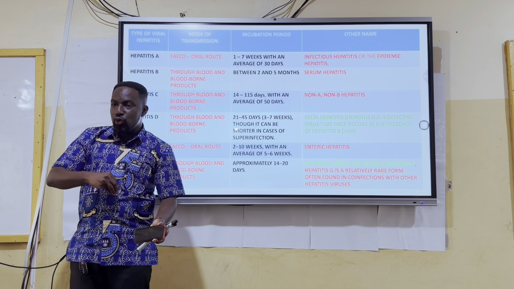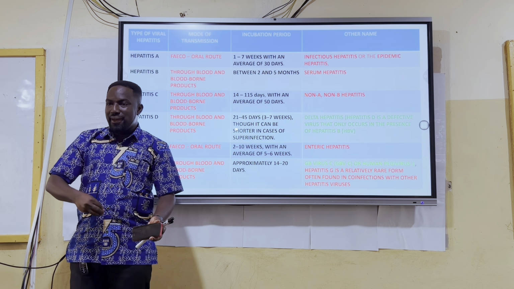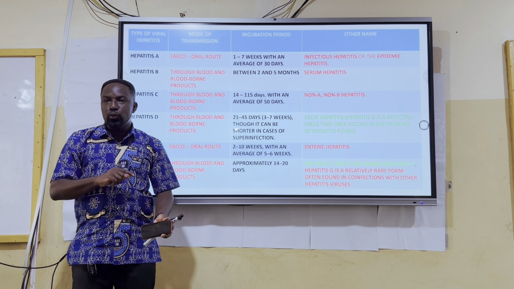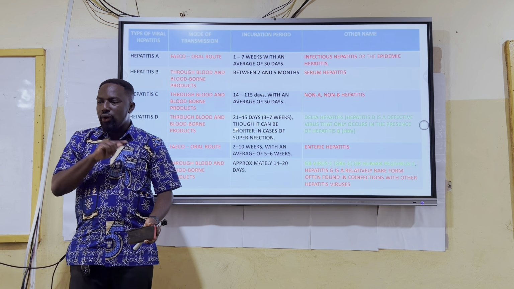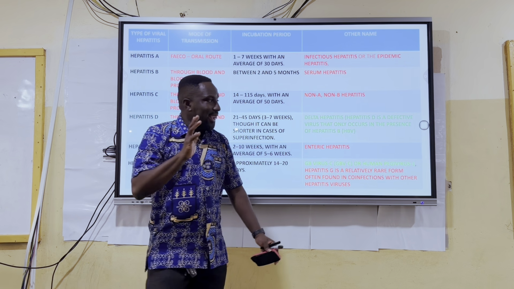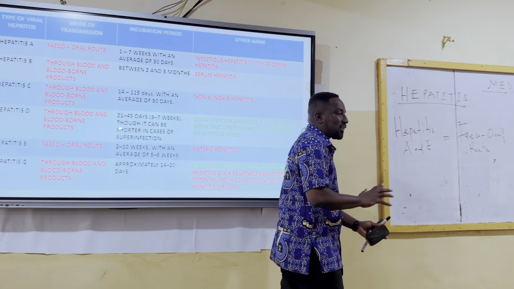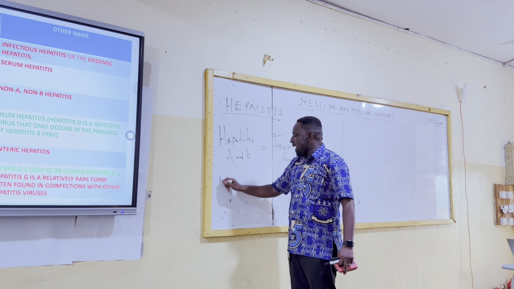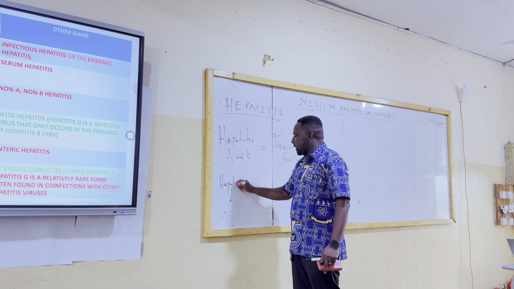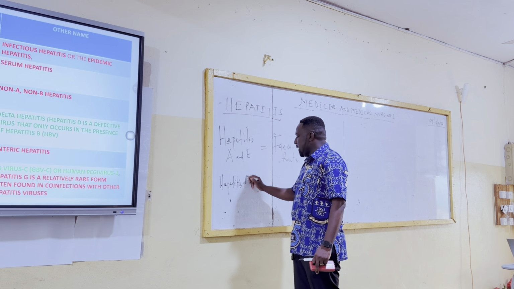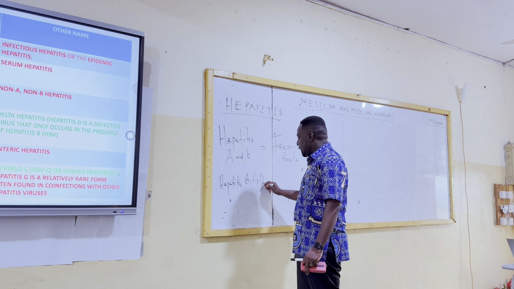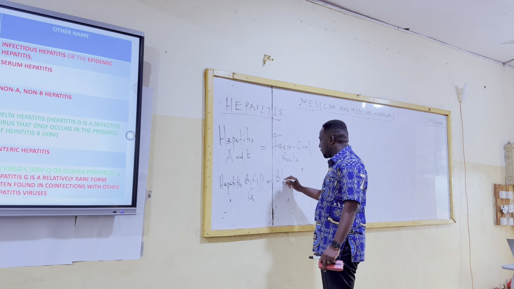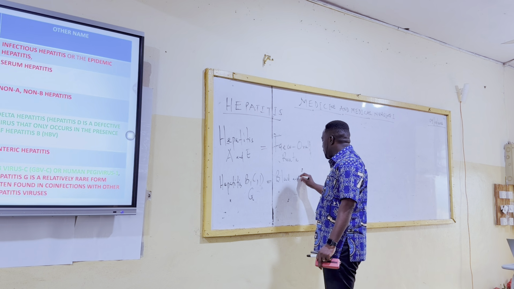Once you eat that food or drink that water that has been contaminated with the hepatitis A or E virus, then it can lead to what? Both hepatitis A and E. Are you okay? So for hepatitis A and E, the mode of transmission is fecal-oral route. And then all the rest, hepatitis B, C, D, and G, all of them are through blood and blood-borne products.